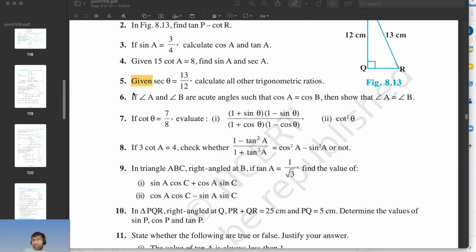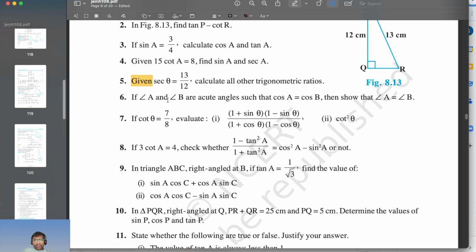Hi guys, so let's solve the seventh problem. It is given cot theta equals 7 by 8 and we have to evaluate these two expressions. The first one is (1 plus sine theta)(1 minus sine theta) divided by (1 plus cos theta)(1 minus cos theta), and the second is cot square theta. So let's do it.